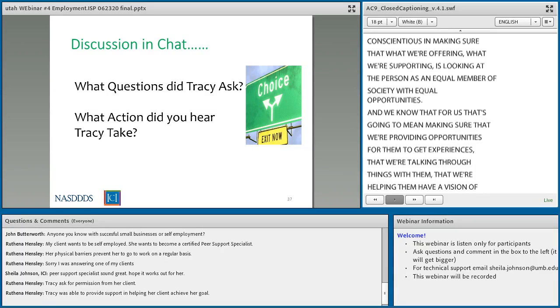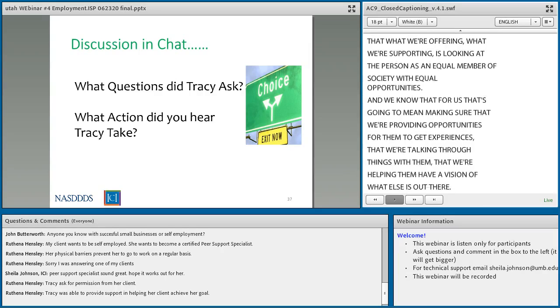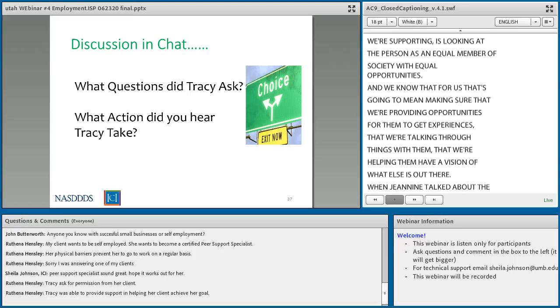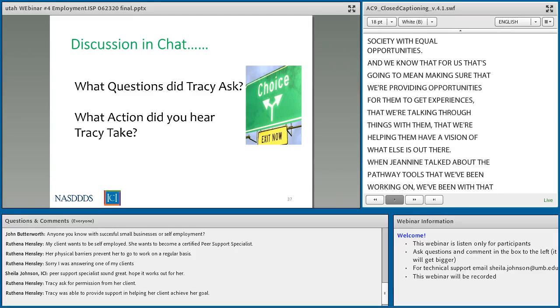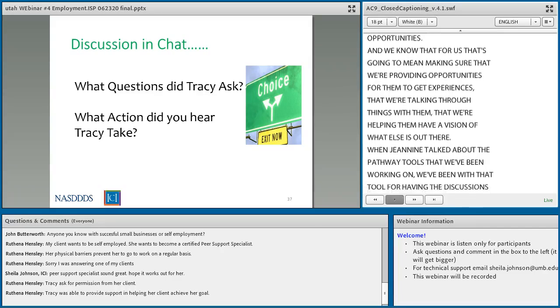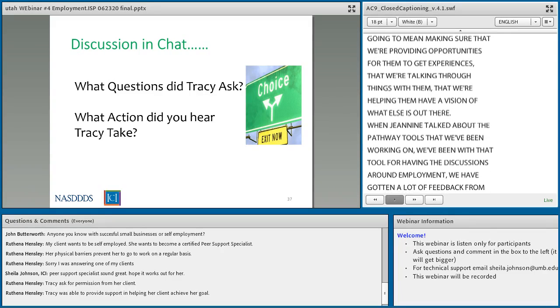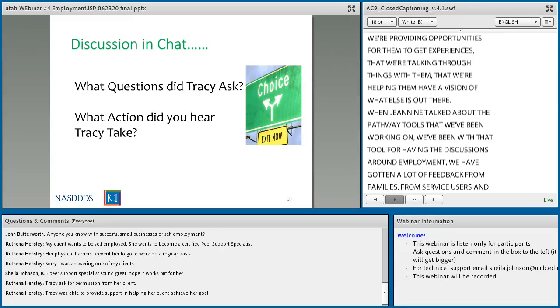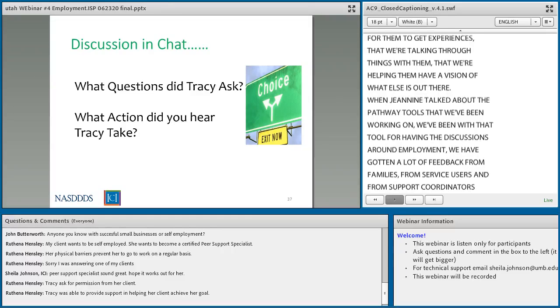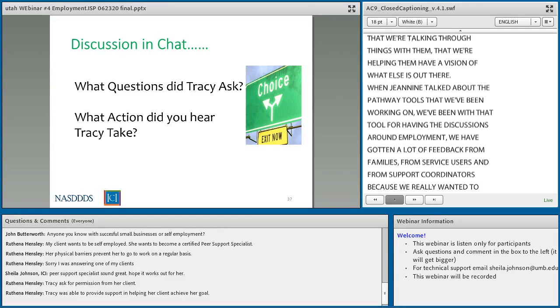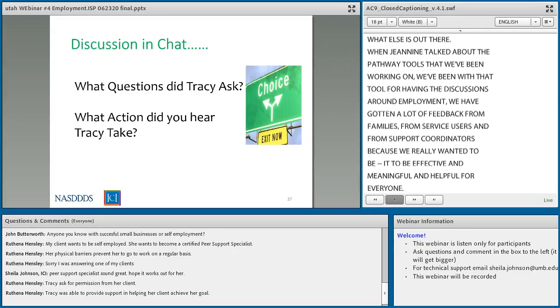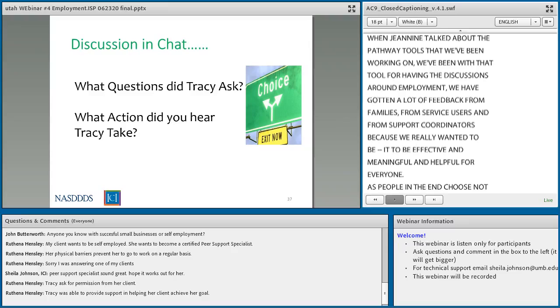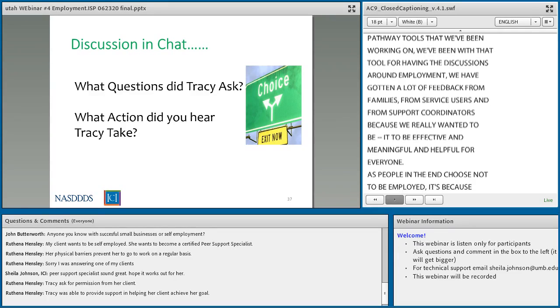When Janine talked about the pathway tool that we've been working on, we've been using that tool for having the discussions around employment. We've gotten a lot of feedback from families, from service users, and from support coordinators, because we really want it to be effective and meaningful and helpful for everyone. And if people in the end choose not to be employed, it's because they now are more informed and they've had experiences and opportunities.